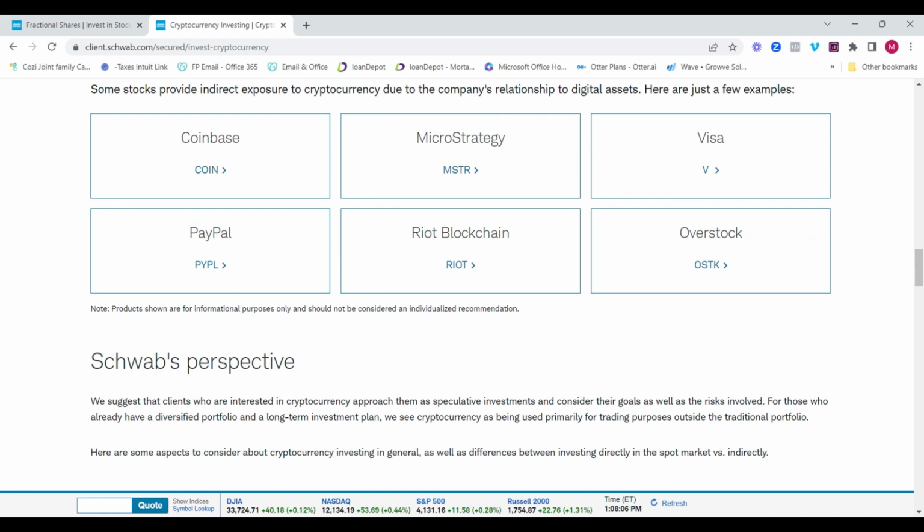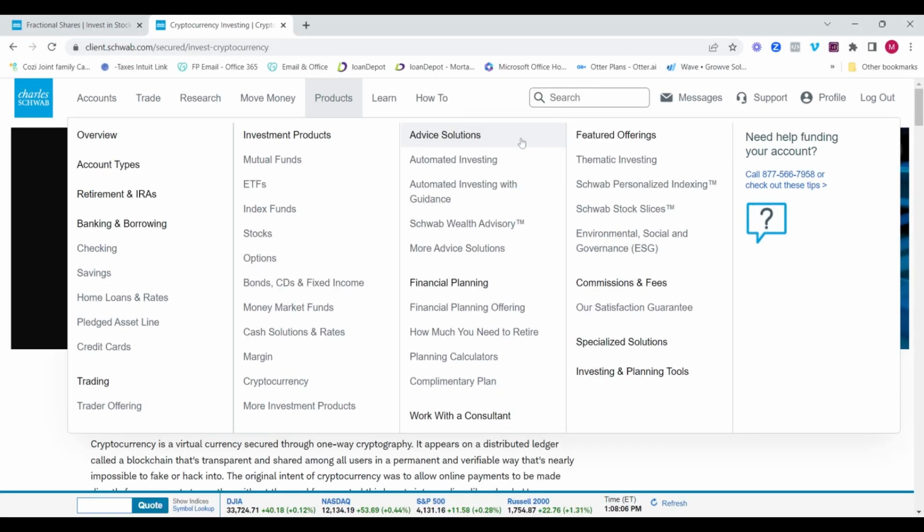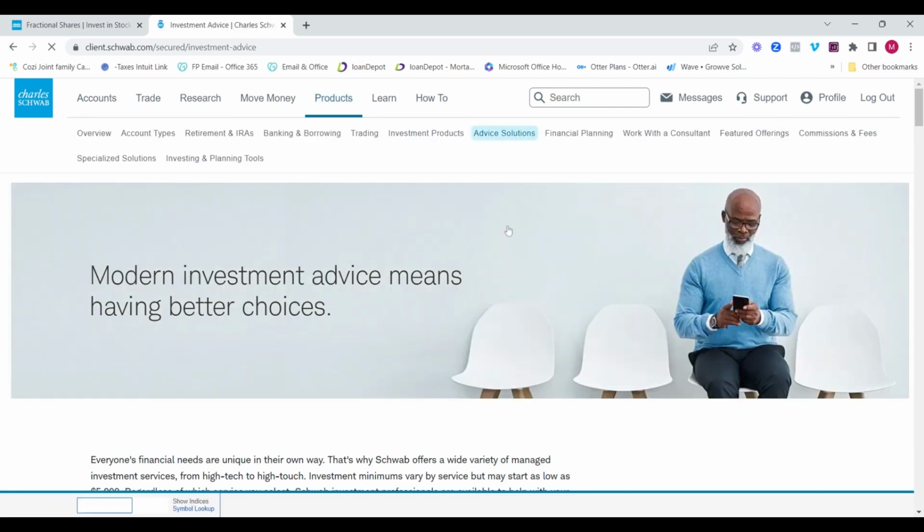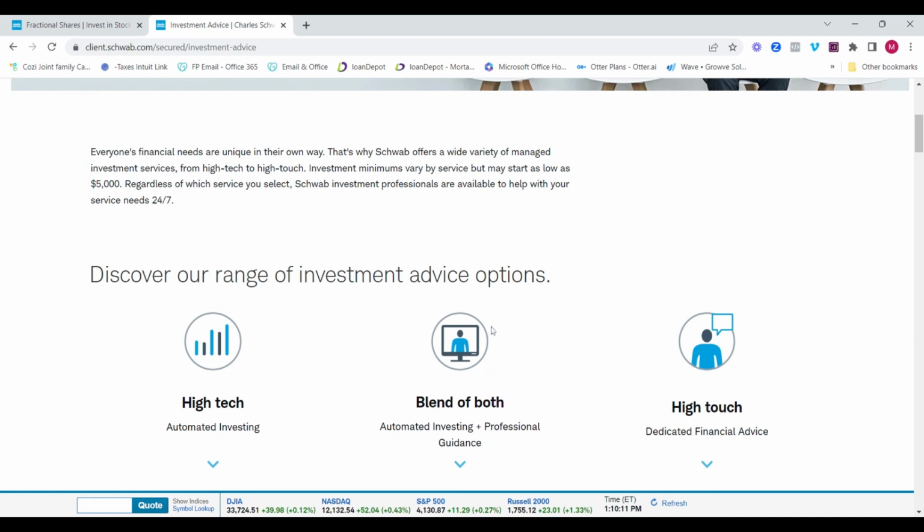But again, you are not able to own cryptocurrencies there. They are listing alternatives. Now, a big part of their product offering is their advice solutions. They have multiple offerings, so it can be a little overwhelming if you're not familiar with managed accounts or things like that. So I'll break it down a little bit for you.